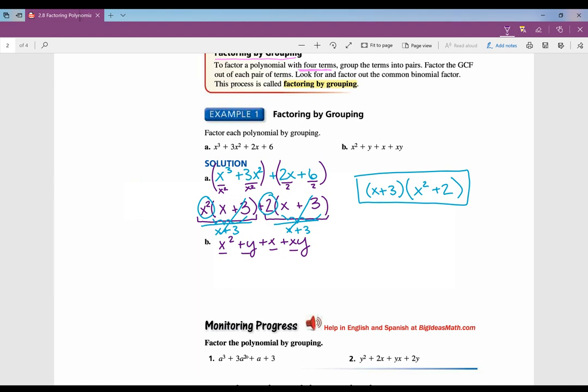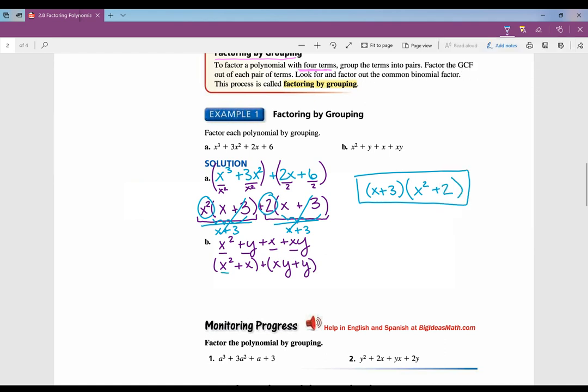So we're going to put the two x's together. So we have x squared plus x in one group. And then we're going to put the y's together. So we have xy plus y. This way it'll be easier to factor out our GCF.